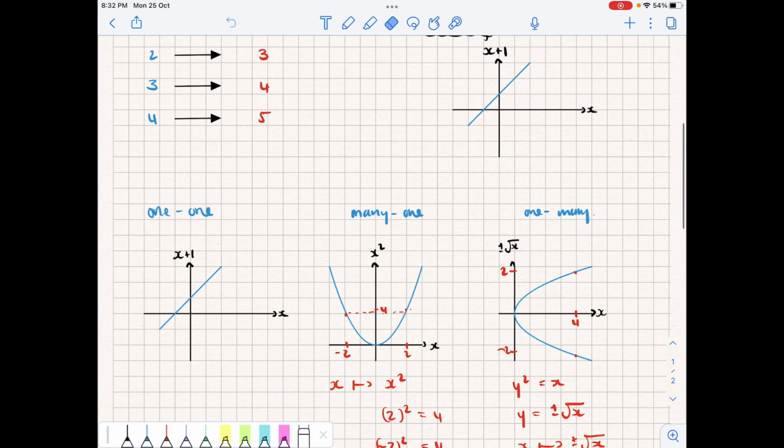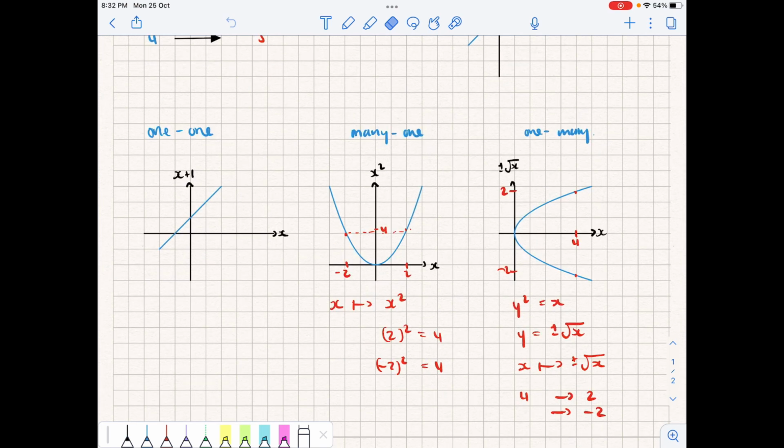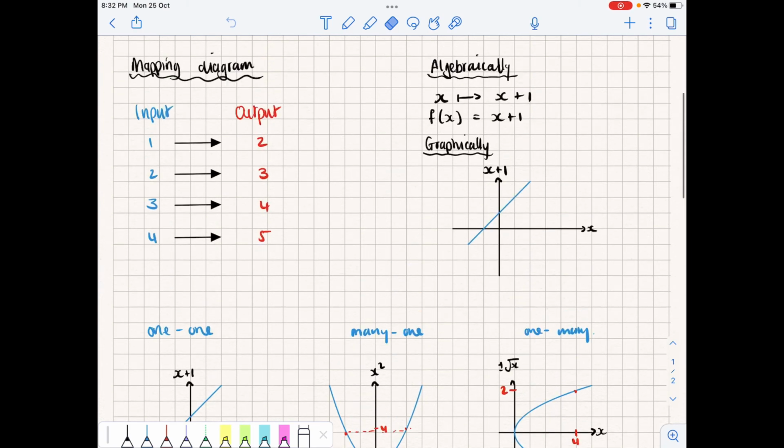Then we also looked at different types of mappings that we can get. We can get one-to-one mappings, so one input for every output. We can get many-to-one mappings, where we can have multiple inputs that result in the same output. And then finally we get one-to-many, where we get one input which can result in multiple outputs.